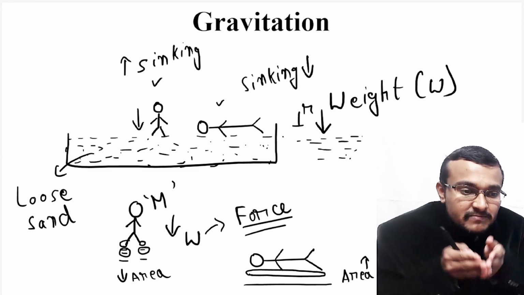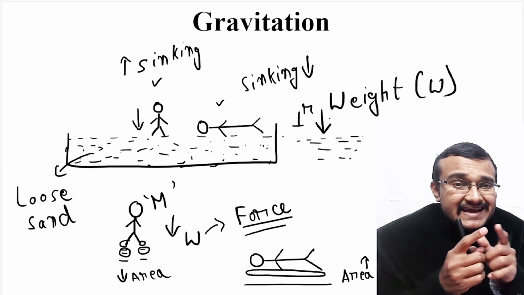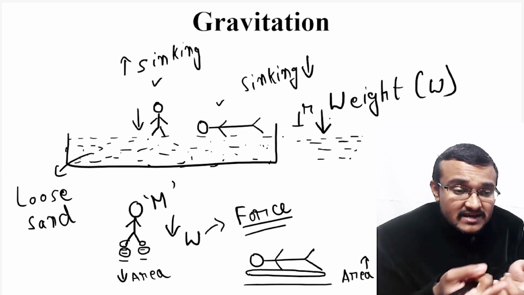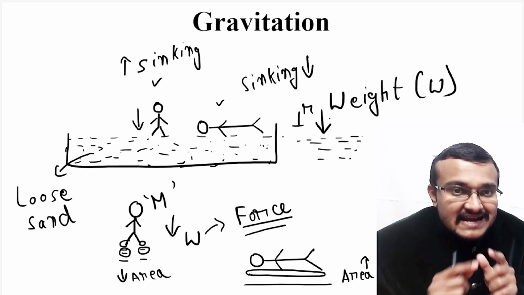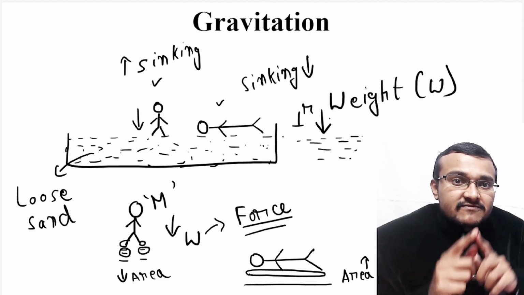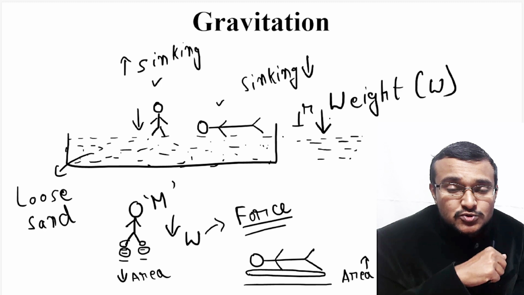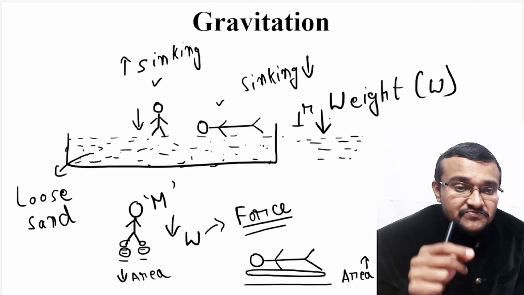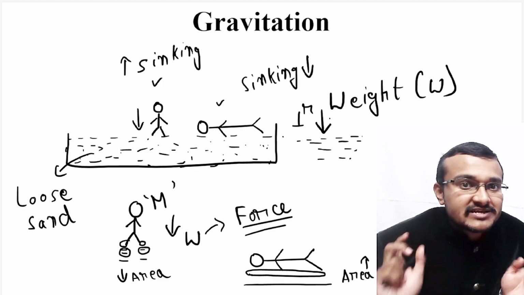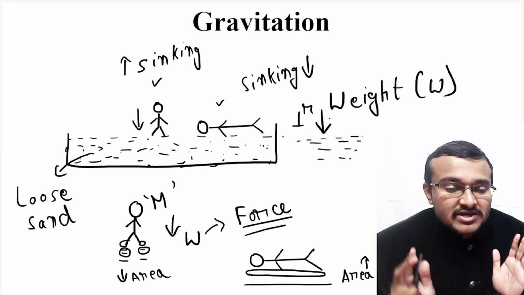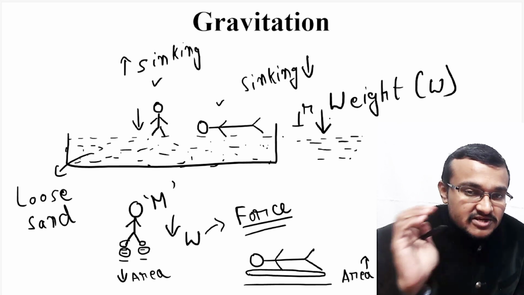So when a force is perpendicularly acting on a surface, then thrust comes into the picture. Because the area of contact between the person and the sand has increased when lying down, the pressure will decrease. But when the same person stands on the loose sand, the area of contact between person and sand becomes less and the force, that is the weight, remains the same. Because weight remains the same and area of contact is less, pressure will be more.